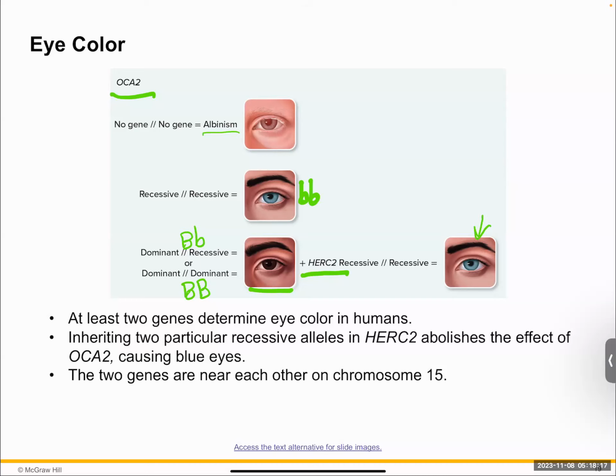Now, these genes are both near each other, which is located in chromosome 15. So is there a chance basically that you have both parents having brown eyes and you have a child that is blue eyed? Yes. Is it as common? No, but it is a possibility.